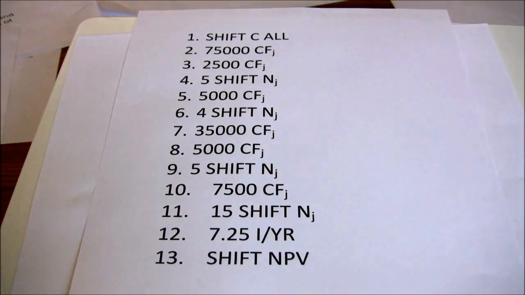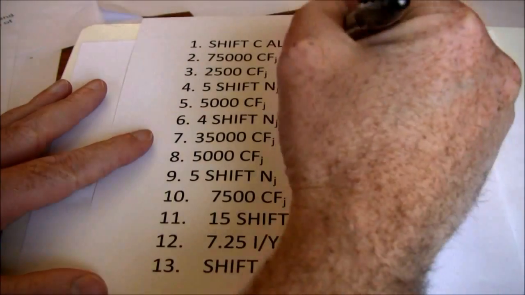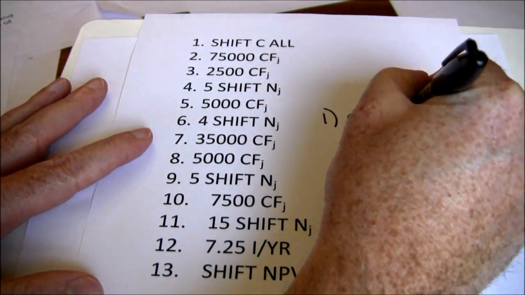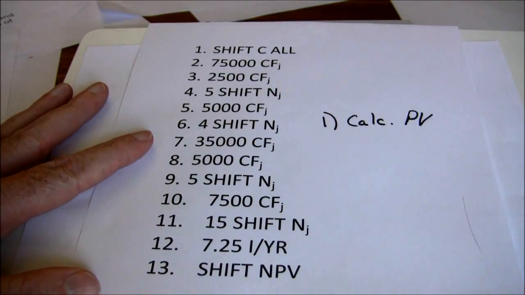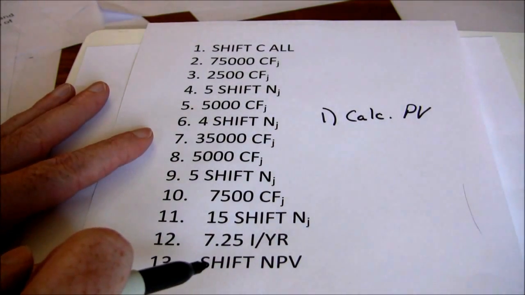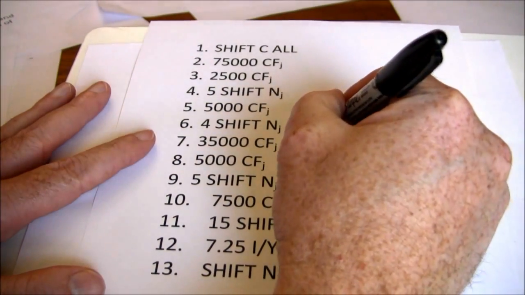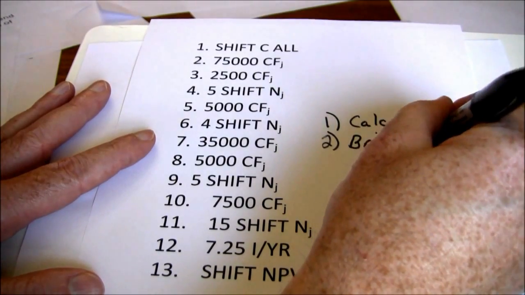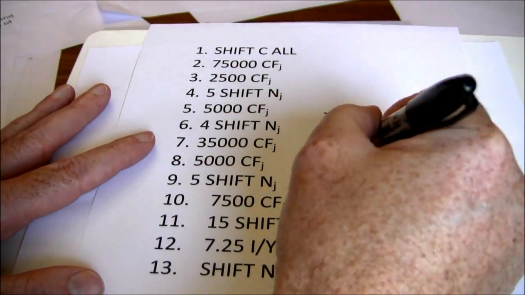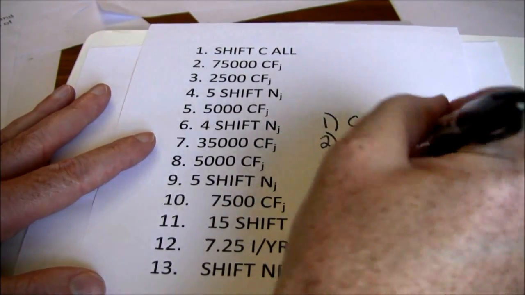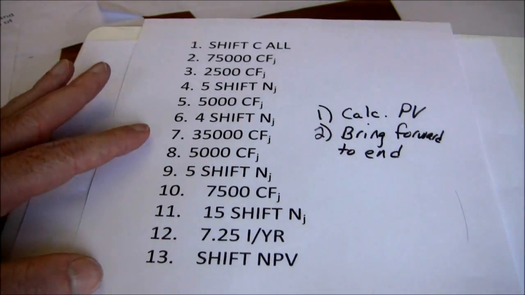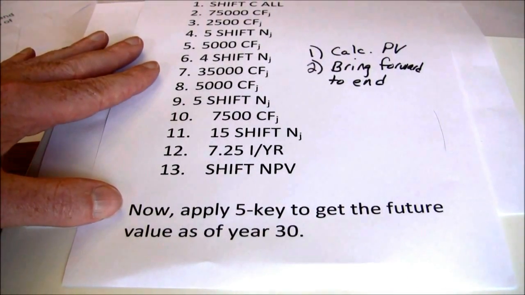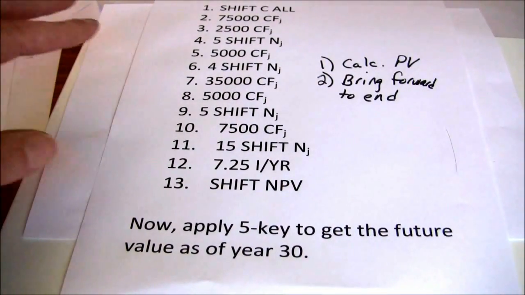So what we're doing here is actually a two-step sequence. First of all, we're going to calculate the present value of the cash flow stream by getting our net present value. Once we do that, we're going to bring that forward to the end of the timeline. So we need to bring it forward to year 30. And we're going to do that with the 5-key approach. So get the present value and then go ahead and get the future value.